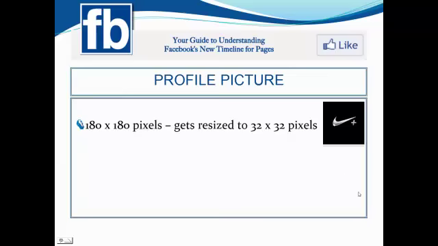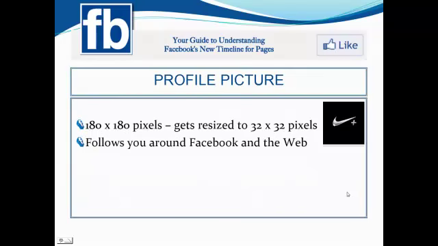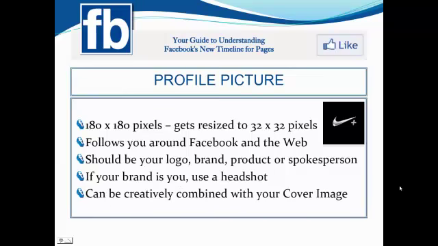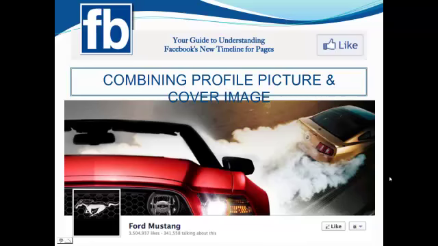It should be your logo, brand, product, or spokesperson. If this brand is you, obviously use a headshot, and it can be creatively combined with your cover image. Like here's an example of combining your cover image, and the other ones were good examples as well. Here's Mustang having that Mustang hood along with the car, and understanding the Mustang sticking out there. The About section can be 155 characters long.